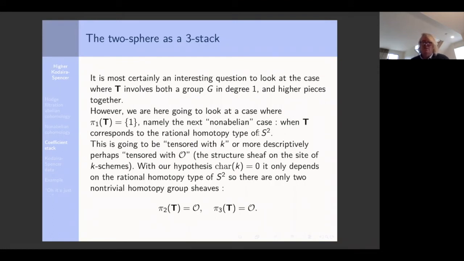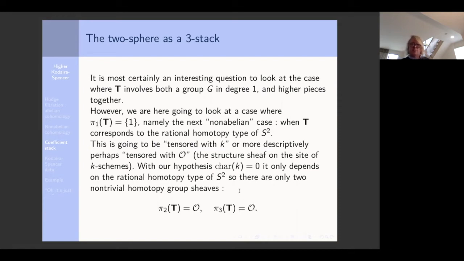So if we tensor our homotopy type of the two-sphere with our field, and this should more precisely be saying we're tensoring it with the structure sheaf on the site of K-schemes, then since the characteristic of K is 0, it only depends on the rational homotopy type of the two-sphere. So there are only two non-trivial homotopy group sheaves, pi 2 and pi 3. Those are both just a single copy of the additive group.